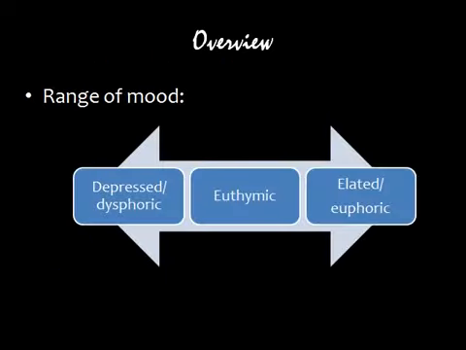Range of mood spans depressed or dysphoric, which is the low end, to elated or euphoric at the high end. Euthymic is considered the middle ground and normal or typical. Either side of the continuum, either depressed dysphoric or elated euphoric, is considered less typical and in many cases abnormal or atypical.